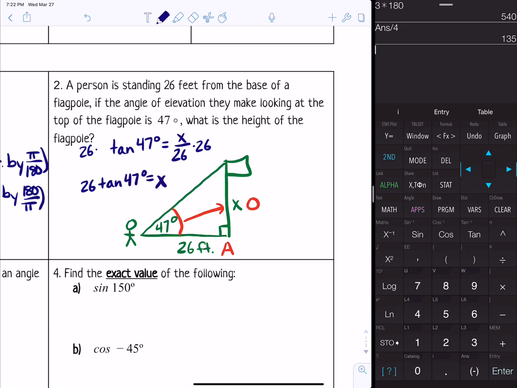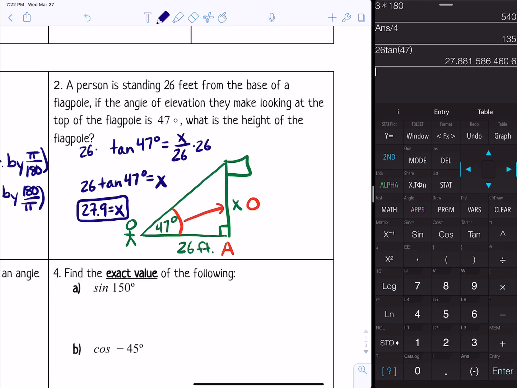So make sure your calculator is in degree mode. Then go to 26 tangent 47, you type it just like it looks on your paper. And we can round to the nearest tenth, so that would be 27.9 is approximately the height of our flagpole.